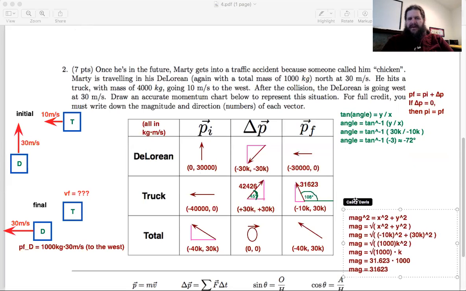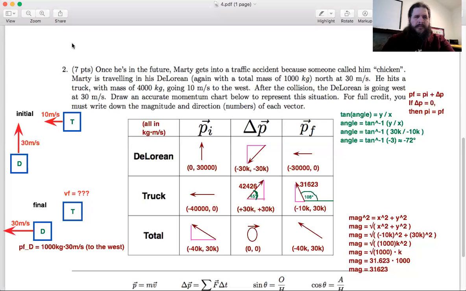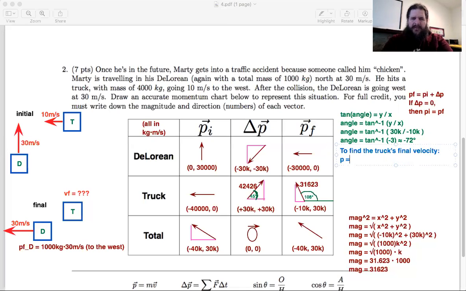We also, let's say we wanted to find how fast it's going. We've got the momentum of the truck at the end. How do you convert momentum into velocity? It's momentum divided by mass. Divided by, what was that? Mass. Yeah, if we just divide that by the mass, that should give us the velocity. We can use momentum equals mass times velocity. Therefore, the velocity is just momentum divided by mass.